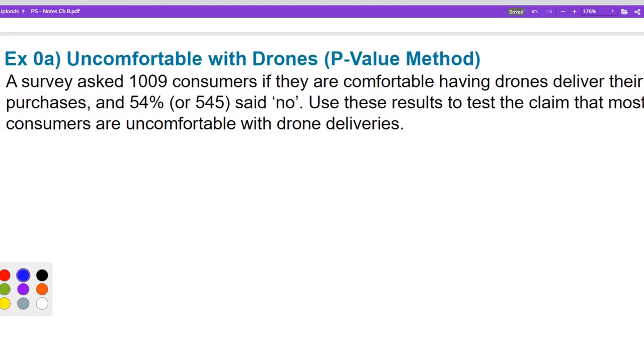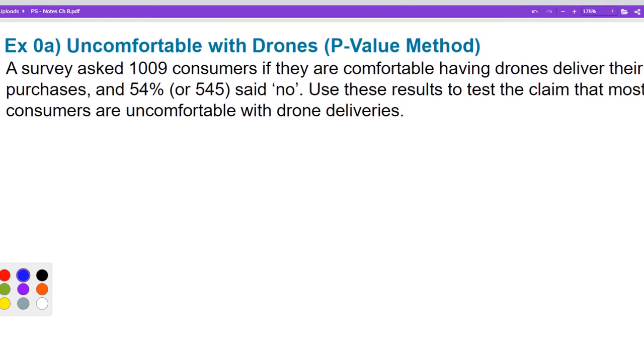So we start off with an example here, example 0A, uncomfortable with drones, p-value method. A survey asked 1,009 consumers if they're comfortable having drones deliver their purchases, and 54%, or 545, said no. Use these results to test the claim that most consumers are uncomfortable with drone deliveries.